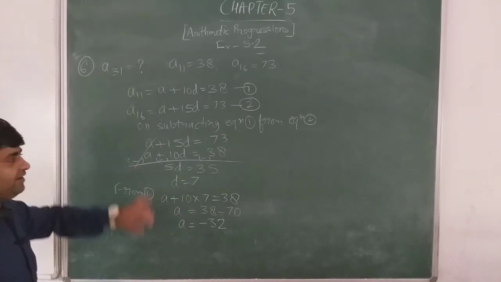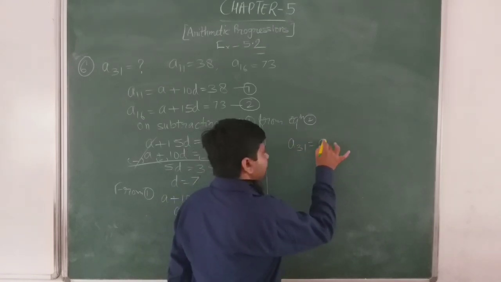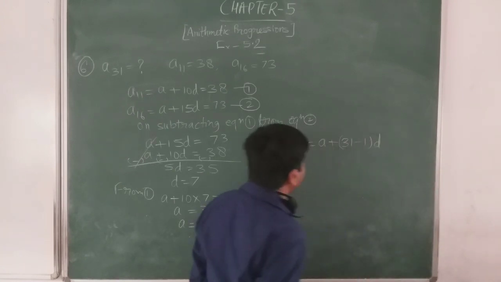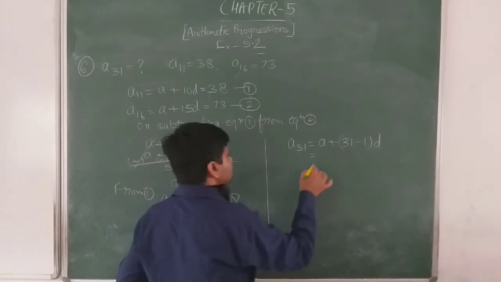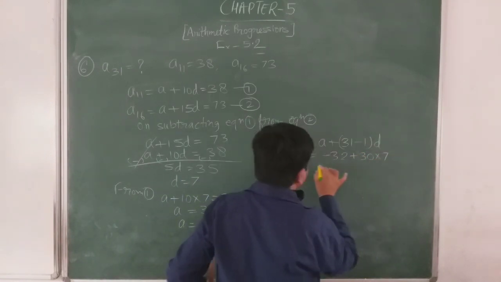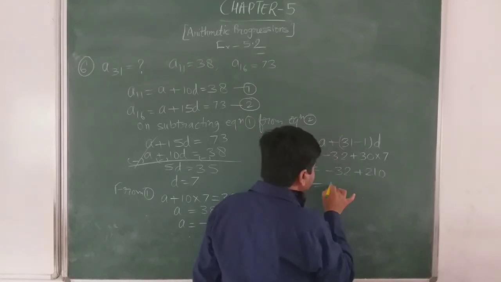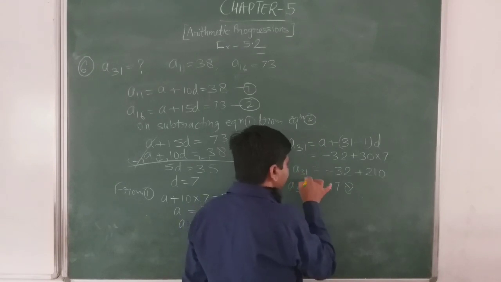Now can we find a31? Yes. How? a31, that is a plus n minus 1 d. So 31 minus 1 into d. Directly also we can put a plus 30d. So a, that is minus 32, yes we found, plus 30 into d, that is 7. Simplify. Minus 32 plus 210. On subtracting we get 178. That is a31, means the 31st term we found here.